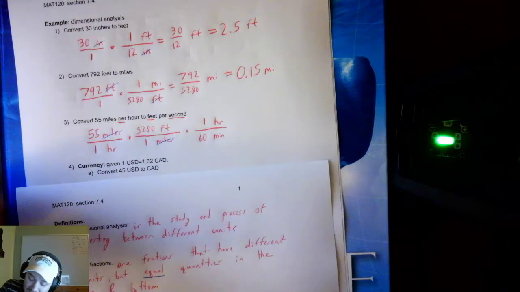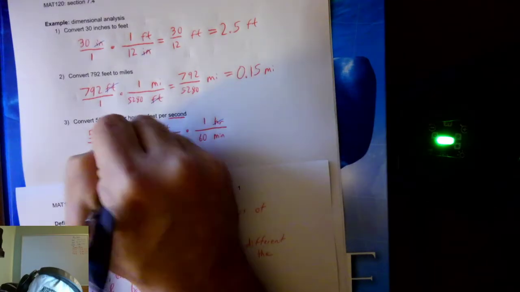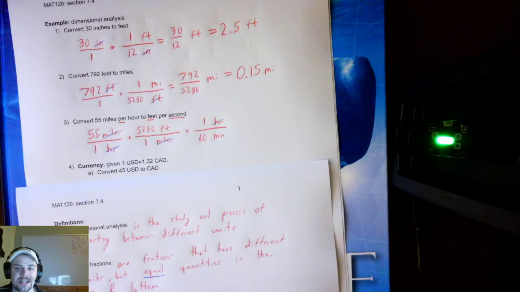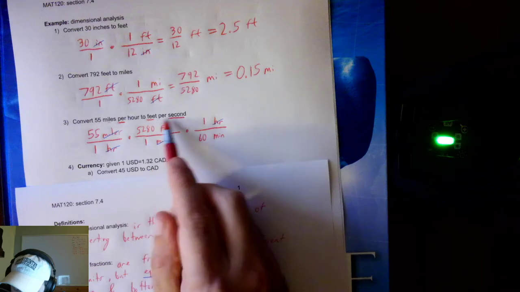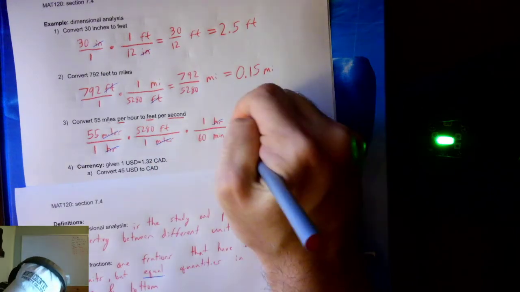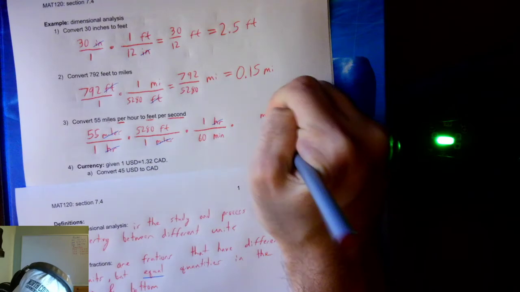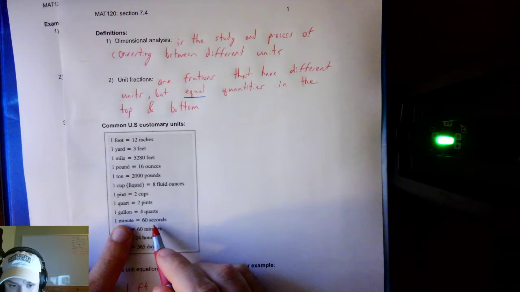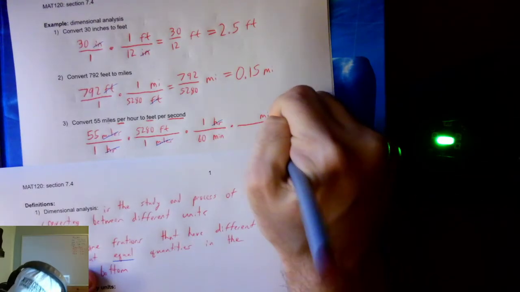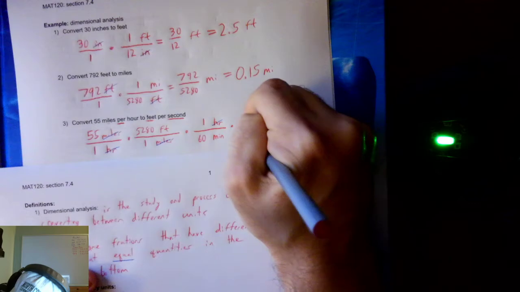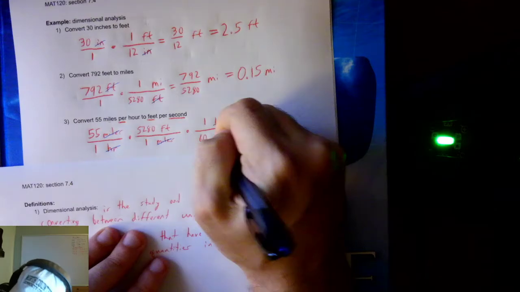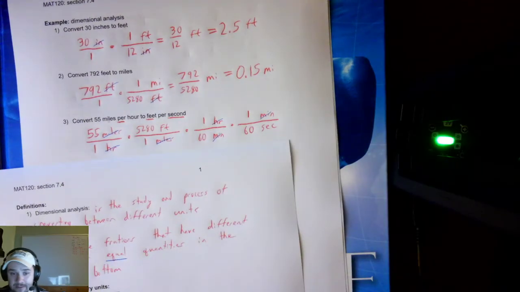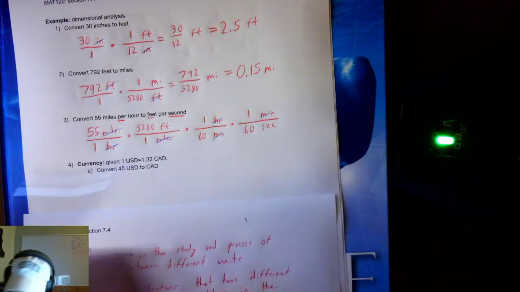So notice now I have canceled hours in the top and bottom, right? I had hours in both the top and bottom. Now I'm left with feet in the top and minutes in the bottom. I'm getting closer. I need seconds in the bottom, though. If I don't want minutes, I need to cancel out the minutes. And we already said we can relate minutes to seconds, right? So I'll put seconds in the bottom. And we know that 1 minute is 60 seconds, right? And that will cancel my minutes, because I have minutes in the top and bottom. Now I am left with feet per second.